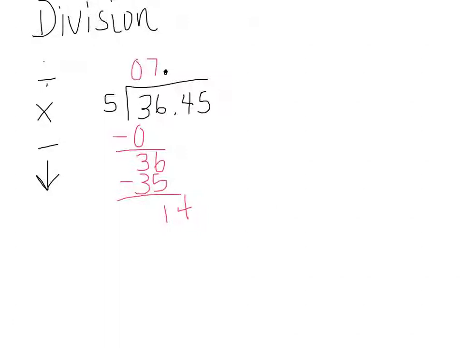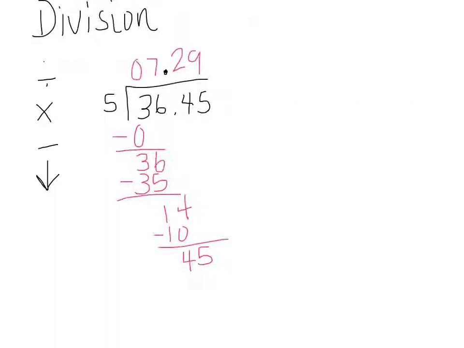Now we'll go ahead and say 5 goes into 14. That would be 2 times with 10. Now we'll do the subtraction part. Subtract, that gives us a 4, and then we will bring down our 5. And we say 5 goes into 45 9 times, so our answer will be 7.29.